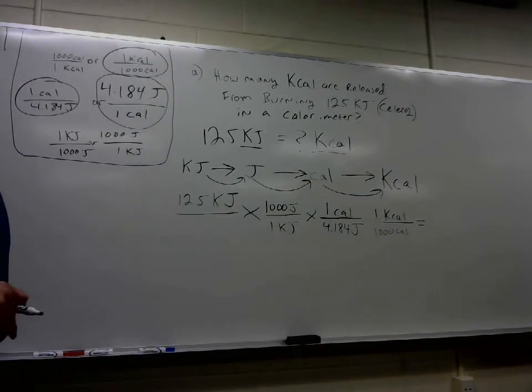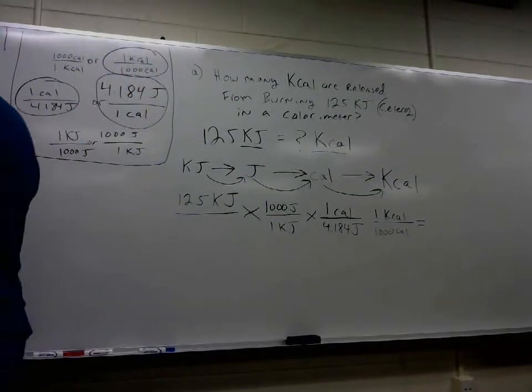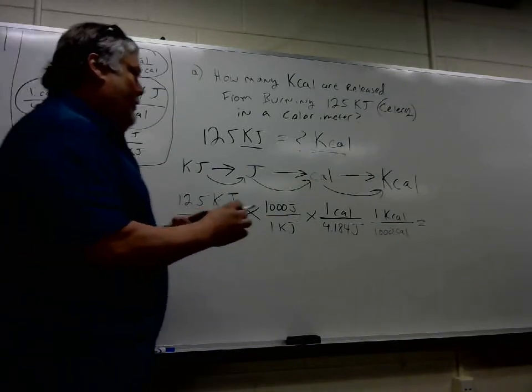So I'm going to let you all get your calculators out. And I'm going to grab my calculator so I can follow along and double check. Okay, so we'll multiply everything across the top. 125 times 1,000 times 1 times 1. What do we come up with? 125,000.